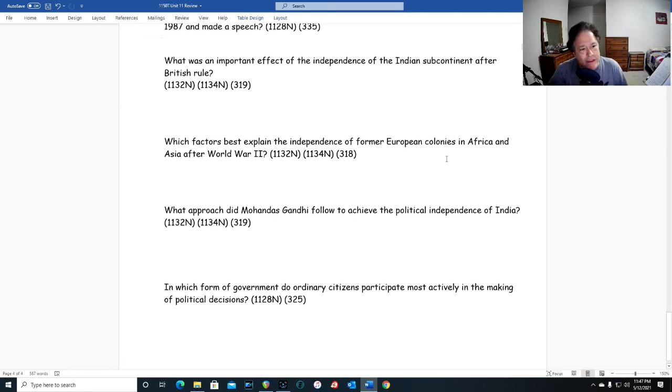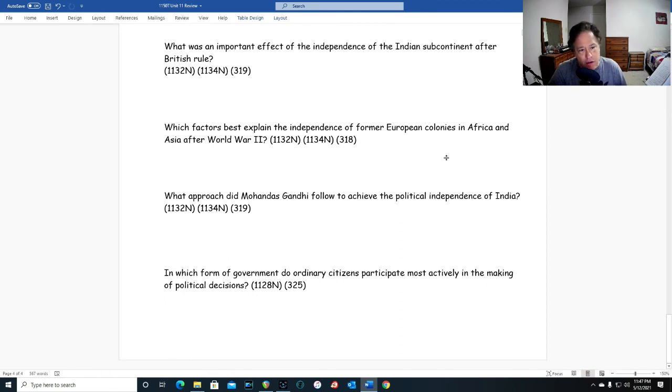And so what factors best explain independence of former European colonies in Africa and Asia after World War II? And there are three main factors. First, you've got this European-style education of future resistance leaders. Of course, they don't know they're going to be resistance leaders until long after they've been educated. But future resistance leaders such as Gandhi in India and Sukarno in Indonesia, including, with that education, the teaching of liberal Enlightenment values such as democracy and freedom and individual rights.